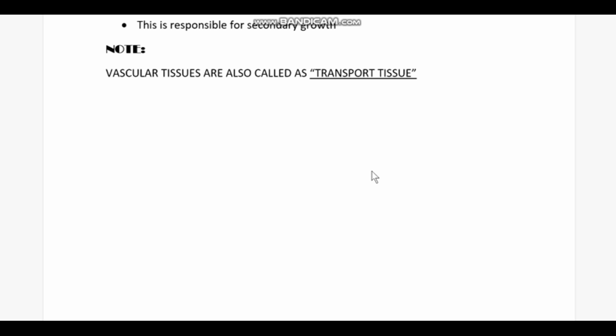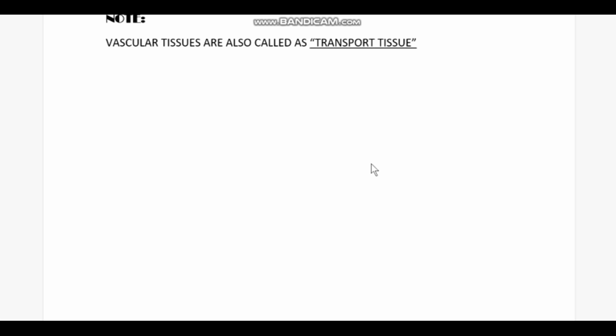Next is permanent tissue. For that you have to see the part 2 video for the permanent tissue.